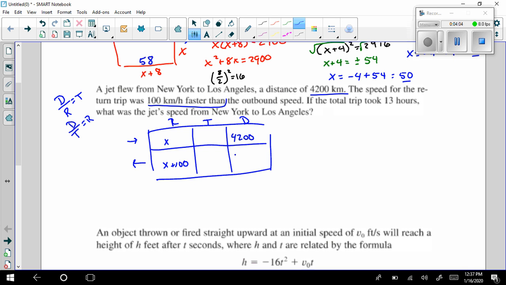But the distance has not changed. So we're going faster, but the distance hasn't changed. The total trip, both of these together, took 13 hours. We just need to be able to express time so we know what we're adding together. Time is distance divided by rate. So we get 4,200 divided by x, and then 4,200 divided by x plus 100.